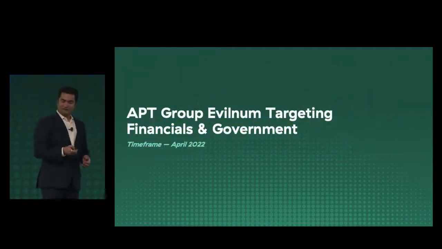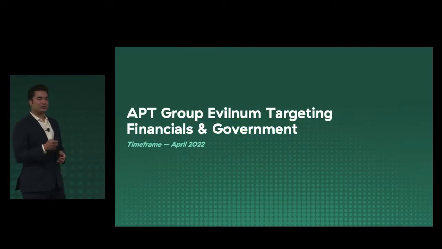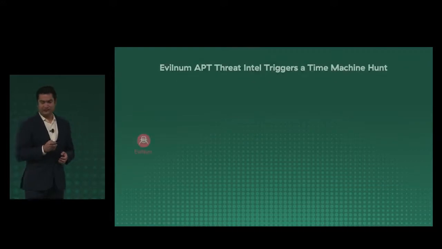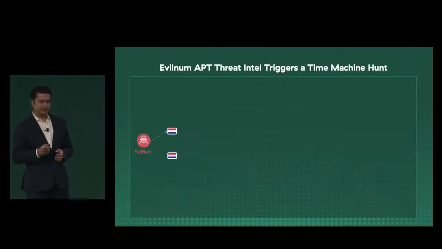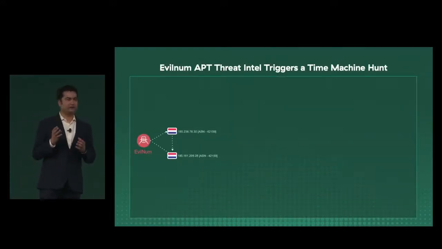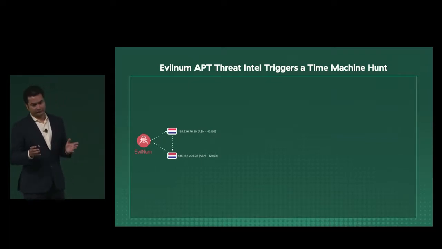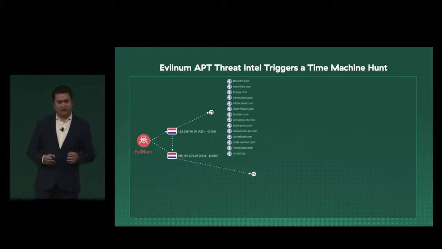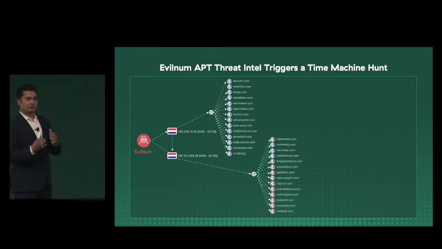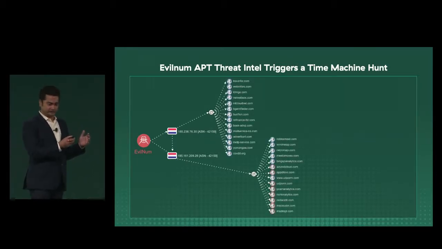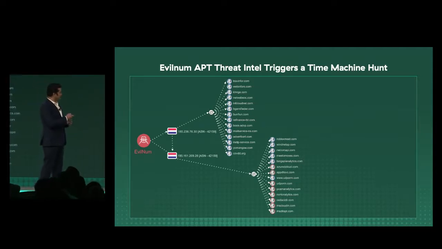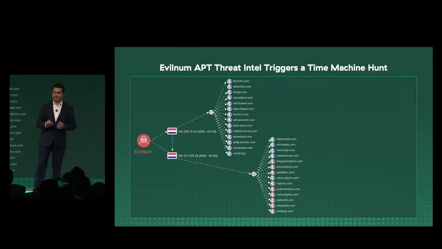The third investigation that I'll share showcases the importance of the time machine hunt engine that the team has built. Right, so in this case, Threat Labs became aware of 2 new IP addresses that were being used by the EvilNum APT group. Our threat intelligence platform quickly identified more than 30 domains that were pointing to this newly discovered infrastructure. If you look at it, many of these domains are typo-squatted, lookalike domains, and they were being used in targeted attacks.